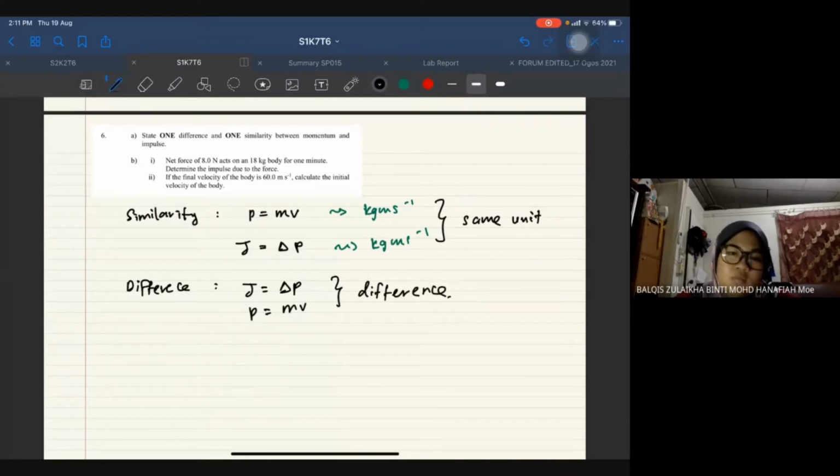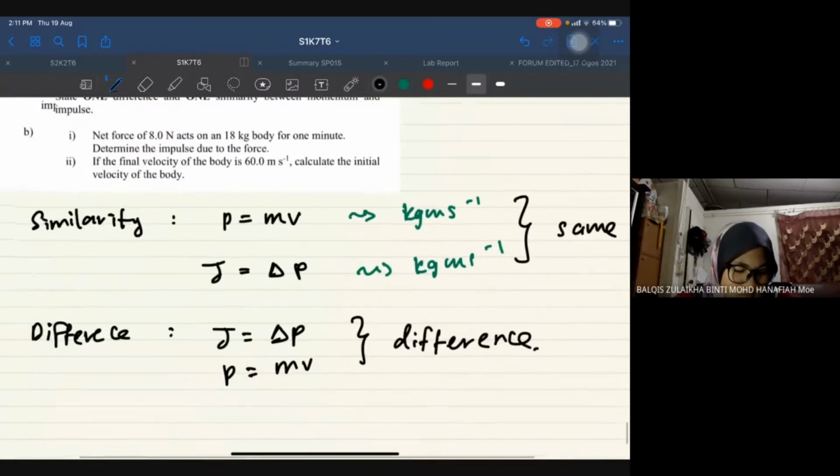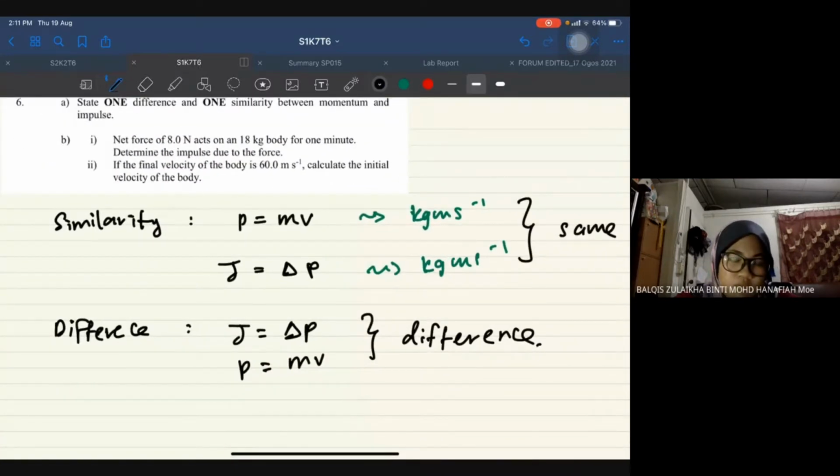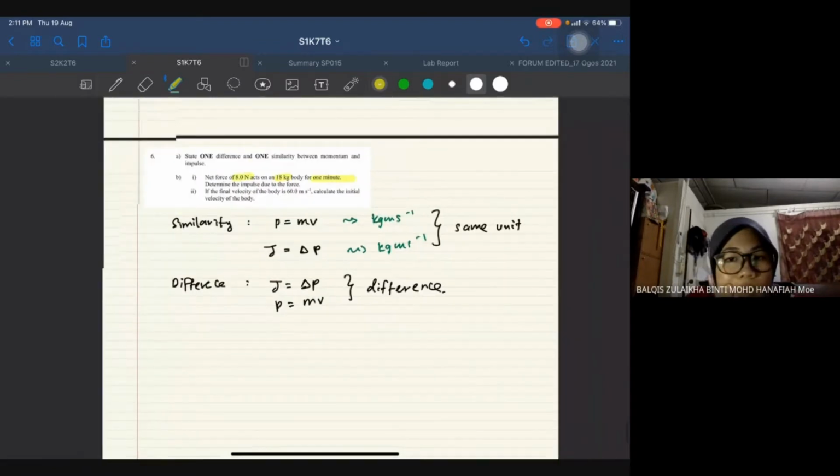Okay, next question, B. The net force is 8 Newton on an 18 kilogram body for 1 minute. Determine the impulse due to the force. If the final velocity of the body is, okay, so I'm going to highlight this one first. We're going to do the B one first.